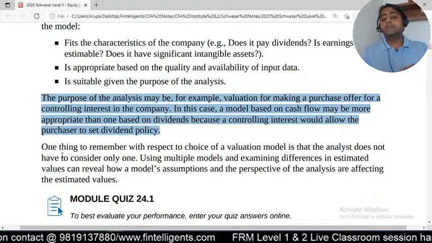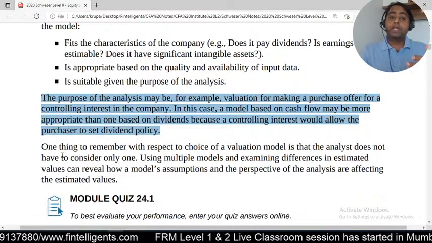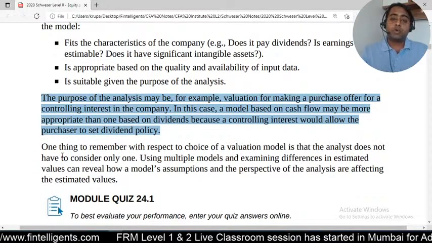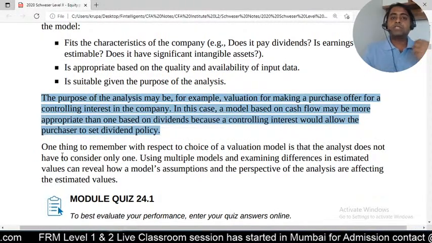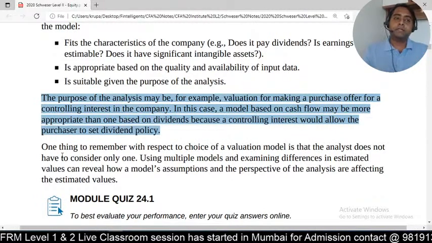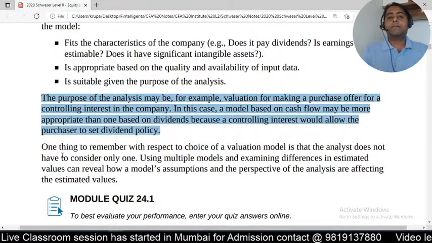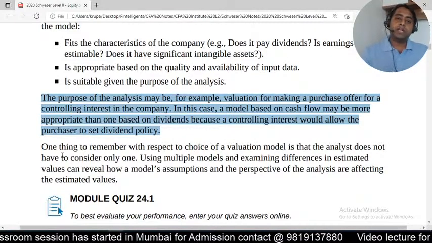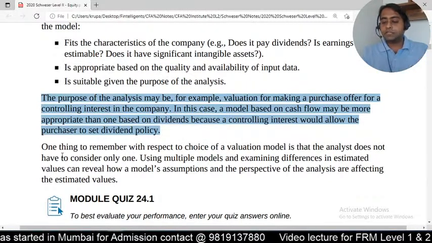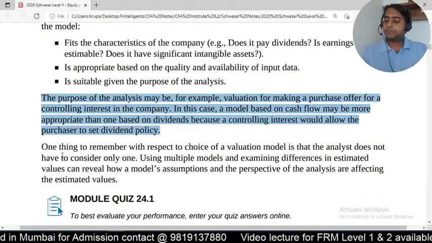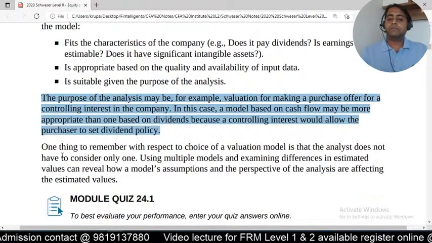Now the reason we are talking about the purchase part, or basically getting a controlling interest in the company, is that on the basis of controlling interest, you can control the dividend policy of that company. If you are a majority stakeholder in a company, then you can decide how much dividend the company should pay. You have the voting right also, right? So that is where this factor comes into the picture, this paragraph. Read that entire paragraph.